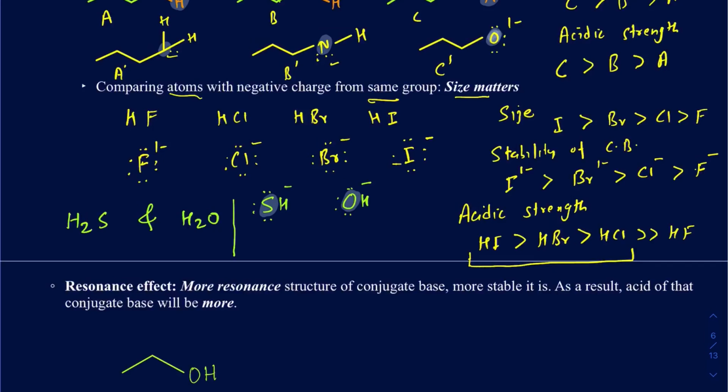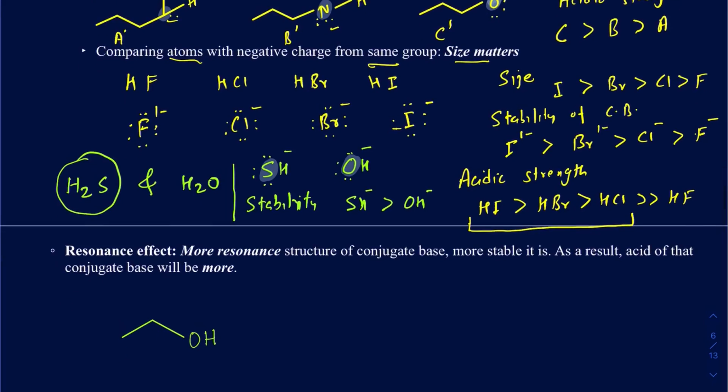As a result, when you look at the stability, SH1 minus is going to be more stable than the OH1 minus, and as a result, your H2S is going to be a stronger acid compared to the water. So that's how you're going to be looking at the atom effect.